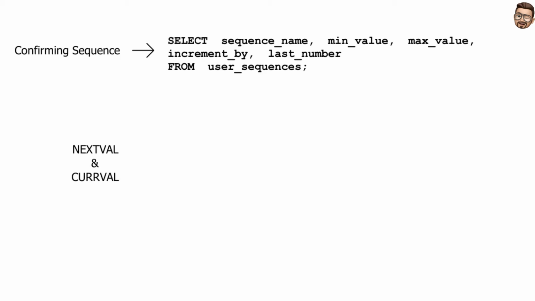The CURRVAL pseudo column is used to refer to a sequence number that the current user has just generated. NEXTVAL must be used to generate a sequence number in the current user session before CURRVAL can be referenced. You must also qualify the CURRVAL with the sequence name.